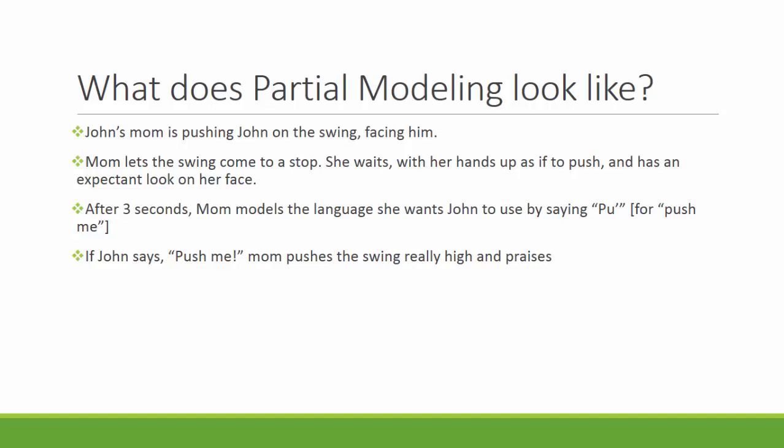So in this example, Mom does the same thing. She lets the swing come to a stop, she waits with her hands up as if to push, and she has an expectant look on her face. After 3 seconds, Mom models the language she wants John to use, but instead of saying, "push me," she says, "P." If John then says, "push me," Mom will swing the swing really high and praise.